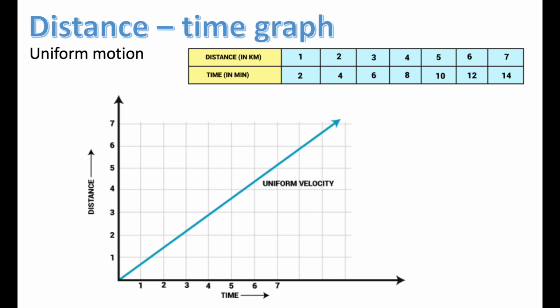Here you can see a distance time graph. The time is plotted along the x-axis and distance or displacement is plotted along the y-axis. Here time is an independent quantity and distance is a dependent quantity. Usually the independent quantity is plotted along the x-axis and the dependent quantity along the y-axis. It is a graph of a uniform motion. The object travels equal distance in equal intervals of time. So the velocity is constant.